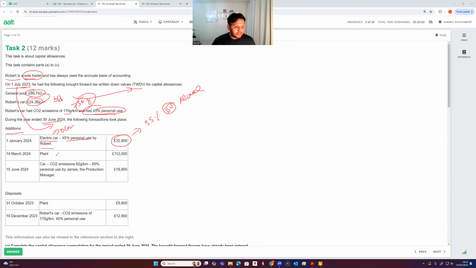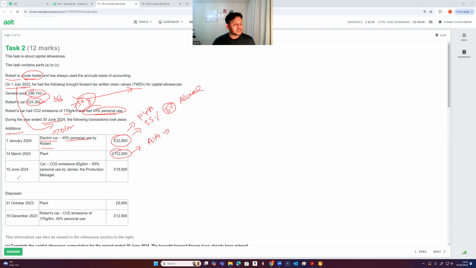14th of March 24, plant 112,000. Plant is eligible for AIA, and this one is eligible for FYA, first year allowance, and annual investment allowance. This one has a limit. We need to look at that one.